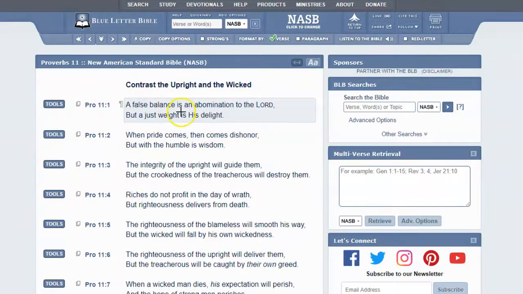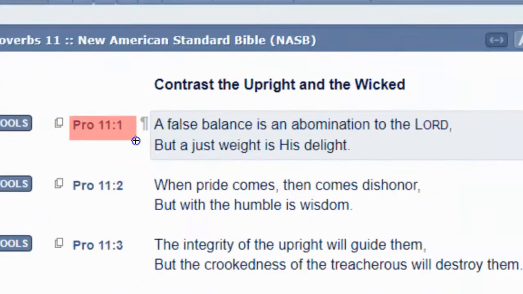So the Bible passage that we have is Proverbs chapter 11, verse 1. Here's what it reads in the New American Standard Bible, the NASB. Here's what it reads: A false balance is an abomination to the Lord, but a just weight is his delight.